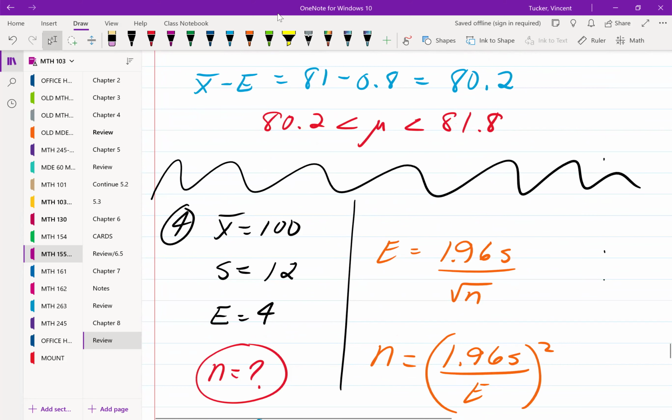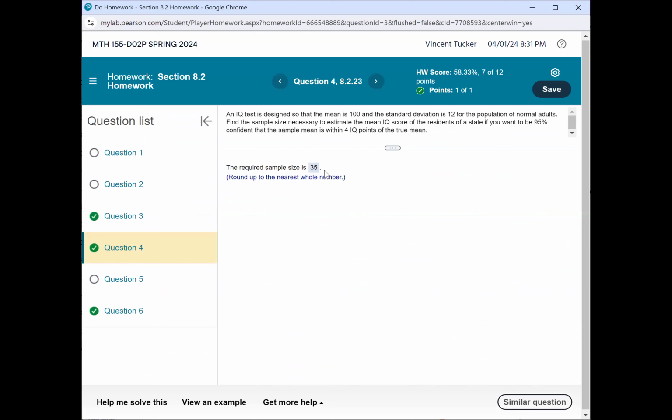Question number 4. They actually asked what was the required size. So they gave us all of the information. They gave us the mean and standard deviation. So mean is 100, standard deviation is 12. Once again, we're dealing with a 95% confidence interval. Remember, that's what we said we were dealing with throughout this section. And then they tell us that we want to be within 4 IQ points of the true mean. So that's our margin of error. The 4 points. So going back to the notes.